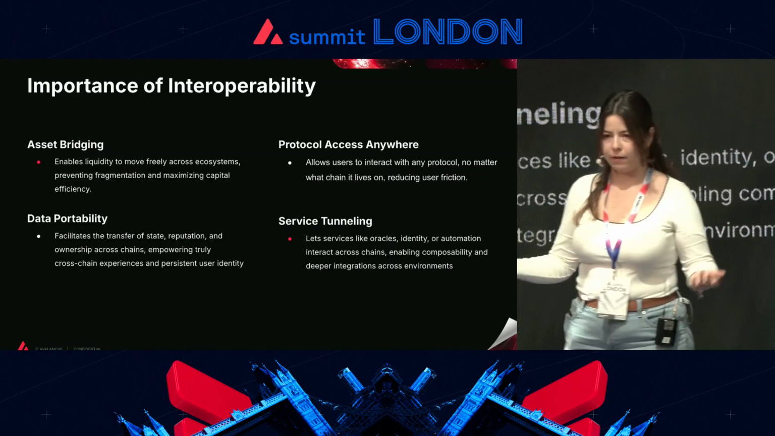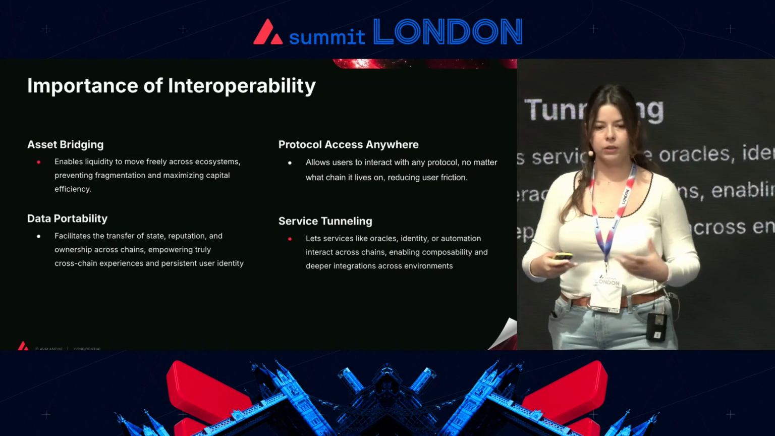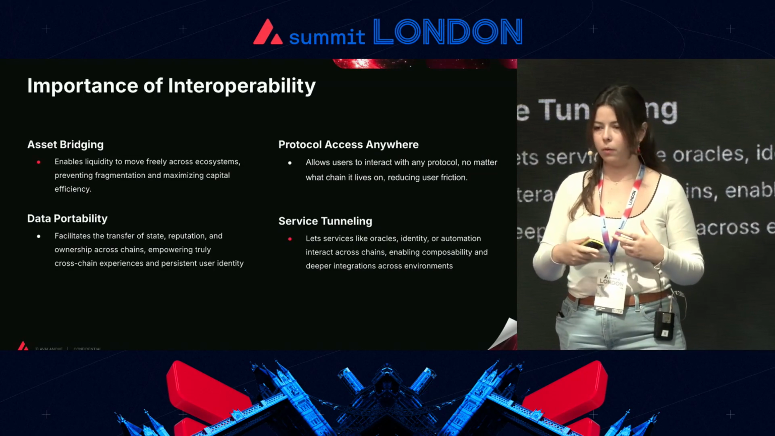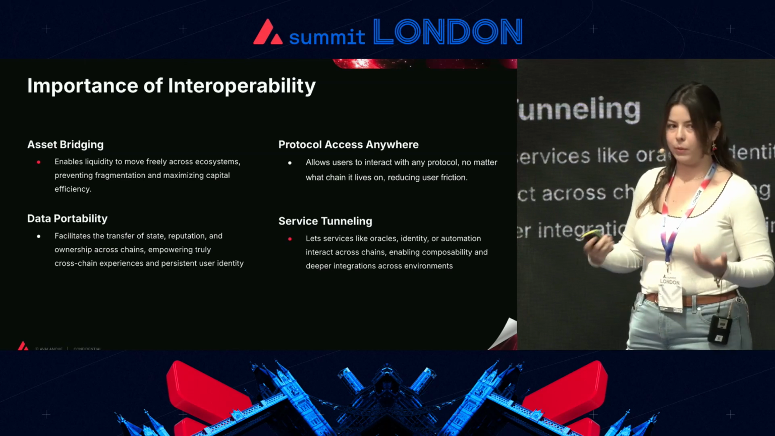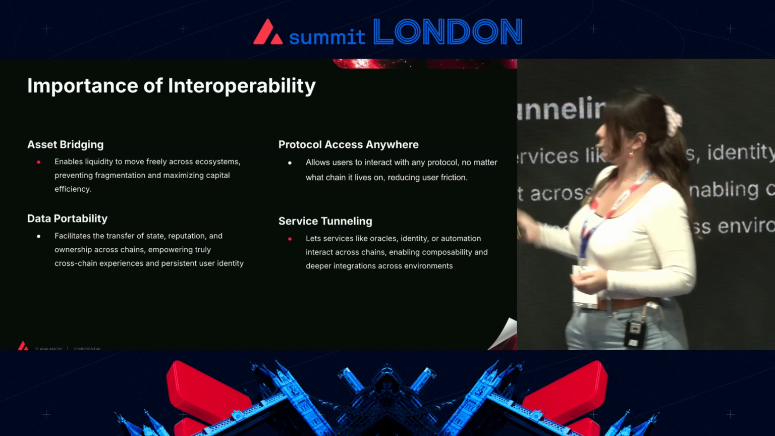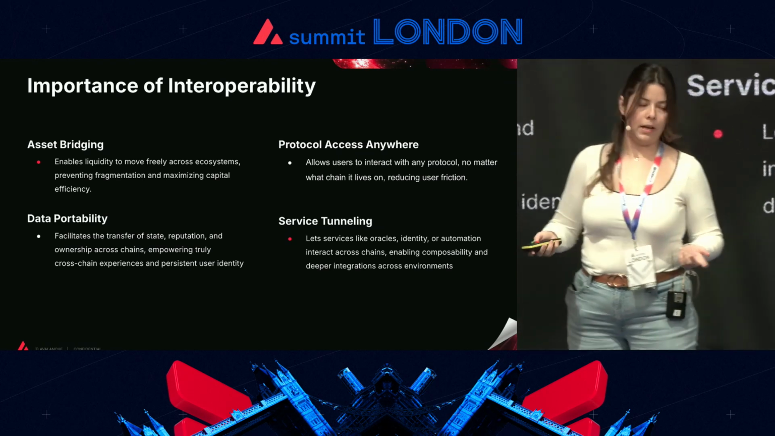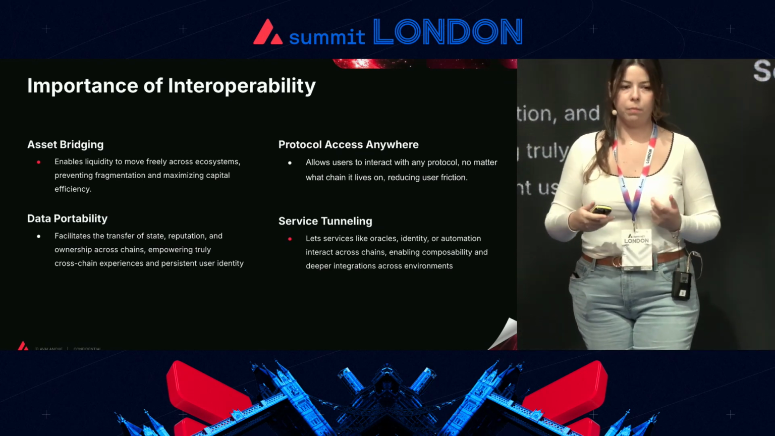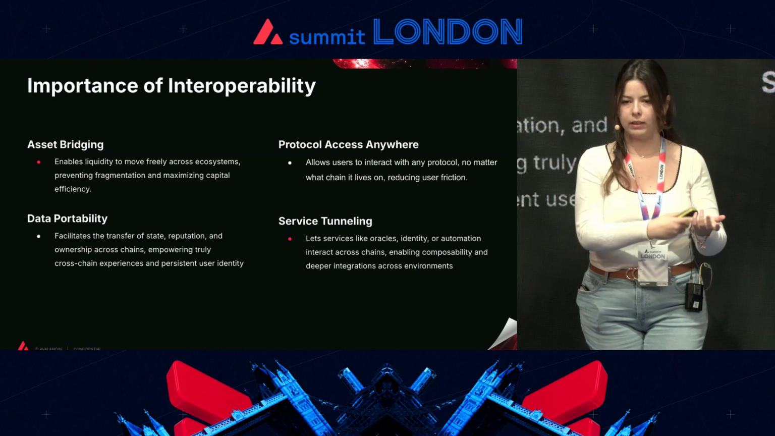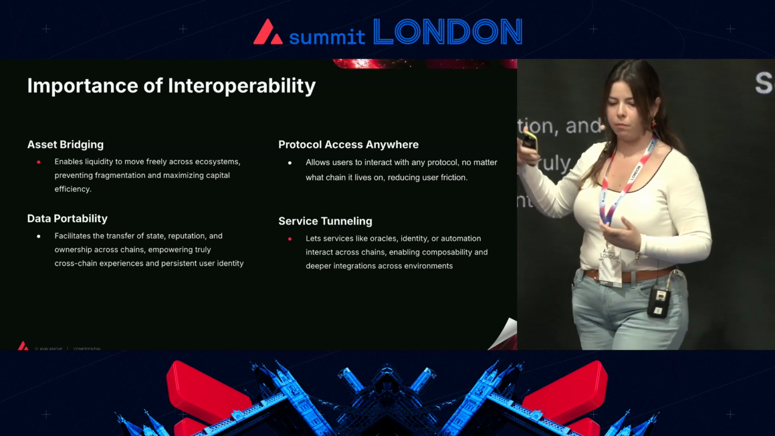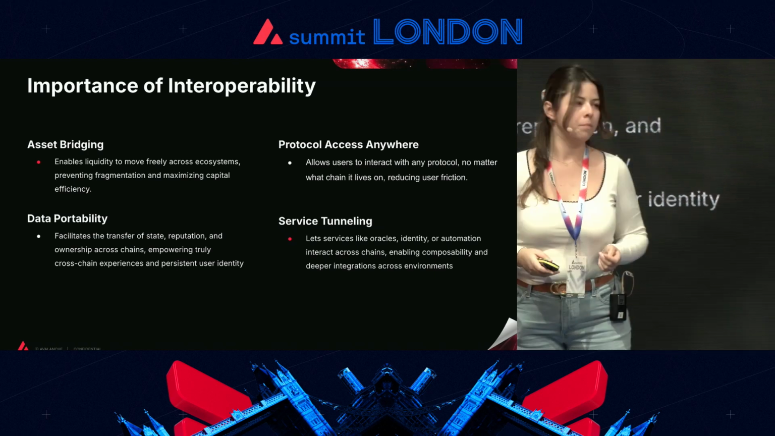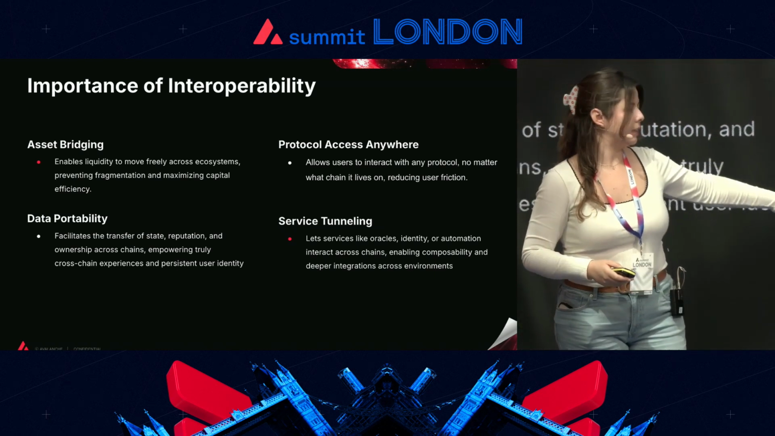I mean, we are in Web3. We want to be owners of our own data. We want to own what we have, and why not be able to move it around however we want to? Next thing is protocol access anywhere. So you don't need to be in a certain chain in order to access a protocol that is deployed in another chain, but you can actually access it from wherever you feel more comfortable. And the last but not least is service tunneling.